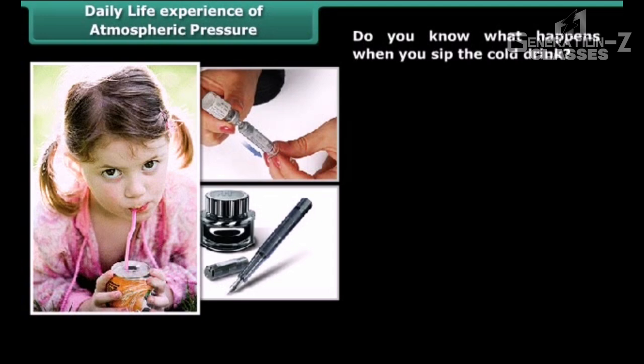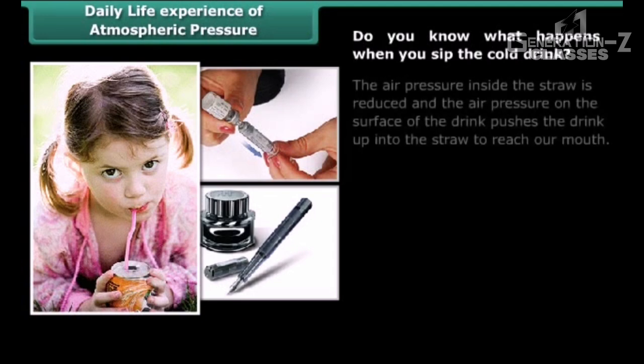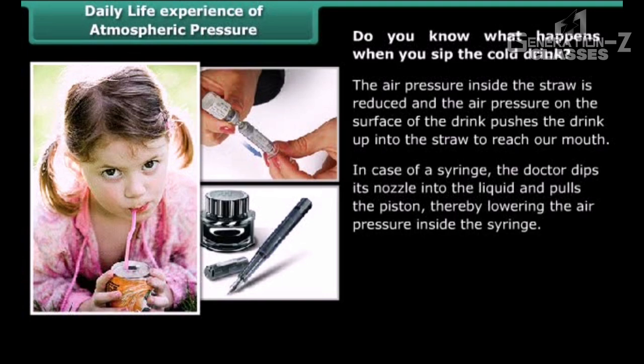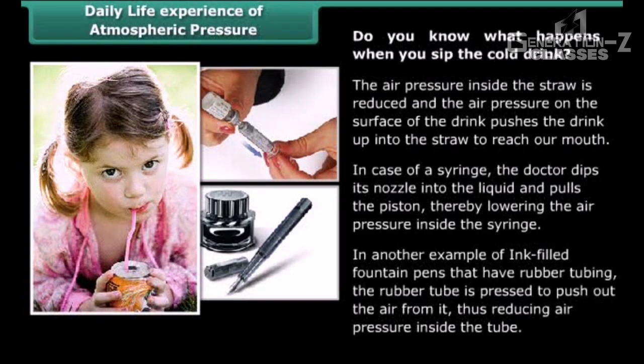Do you know what happens when you sip the cold drink? The air pressure inside the straw is reduced, and the air pressure on the surface of the drink pushes the drink up into the straw to reach our mouth. In the case of a syringe, the doctor dips its nozzle into the liquid and pulls the piston, thereby lowering the air pressure inside the syringe. Another example is ink-filled fountain pens that have rubber tubing. The rubber tube is pressed to push out the air from it, thus reducing air pressure inside the tube.